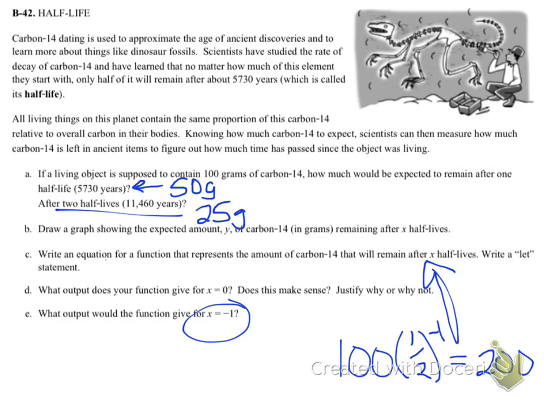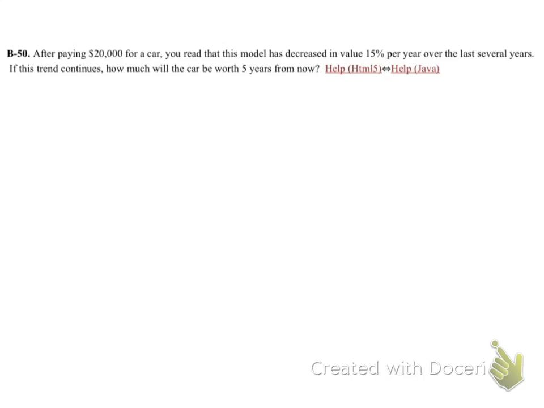Now exponential decay does not always have to deal with half-lives and carbon-14. Exponential decay can be talking about something like this. A car was purchased for $2,000. It's been decreasing in value at 15% per year for the last several years. And then we want to know what it's going to be worth after 5 years.